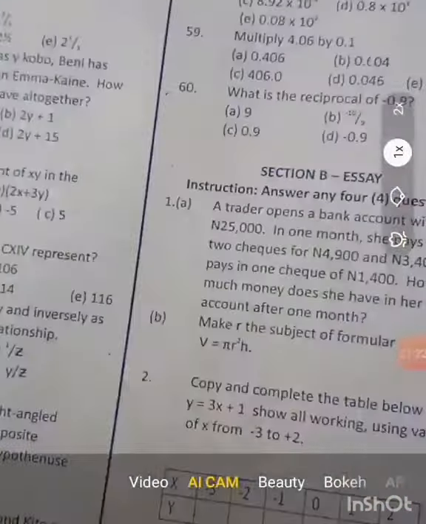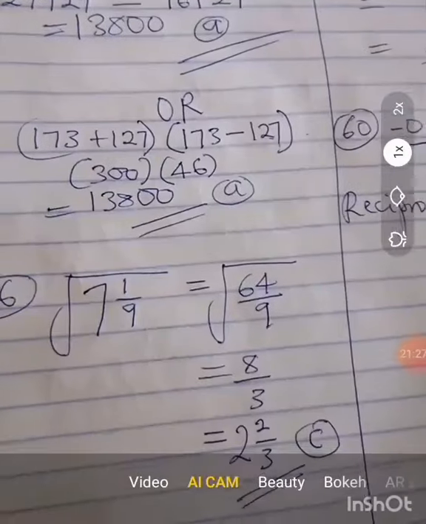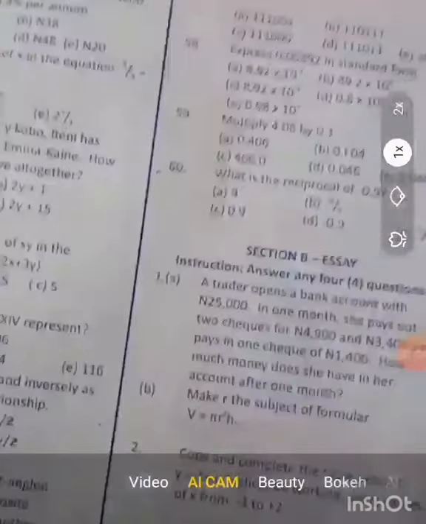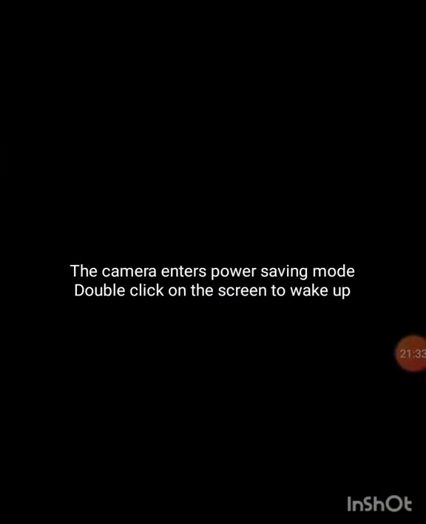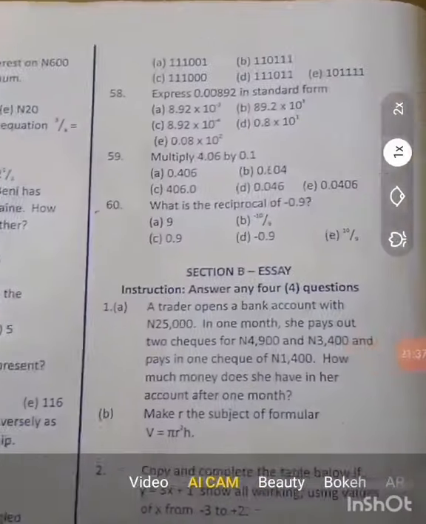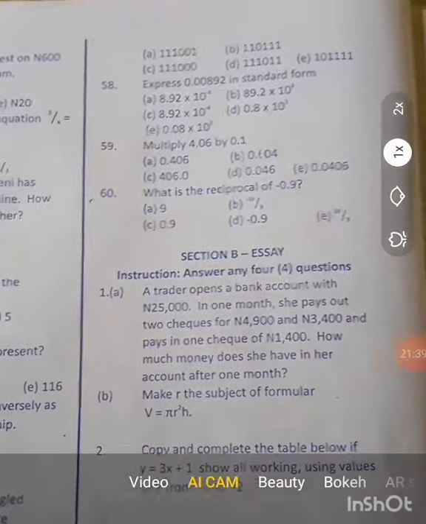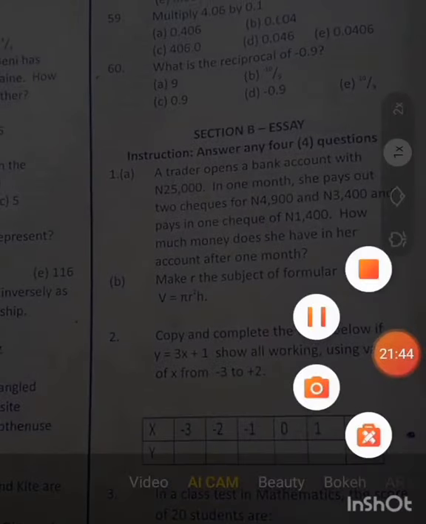That is the answer to question 60, and the option is B. If you check, the option is B. So that is our question, and that is how the question is solved. That is where we stop for that particular video.